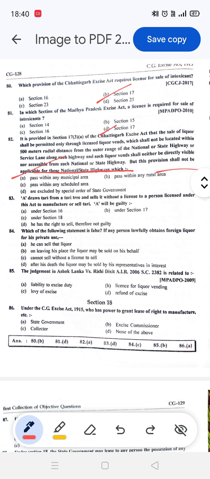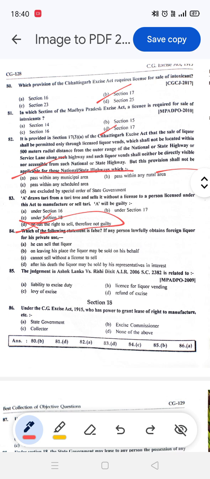Question number 83. A draws tari from a tari tree and sells it without a license to a person licensed under this act to manufacture or sell tari. A will be guilty of an offence under section 18? He has right to sell, therefore not guilty. Option D is correct. He has right to sell, therefore he is not guilty.